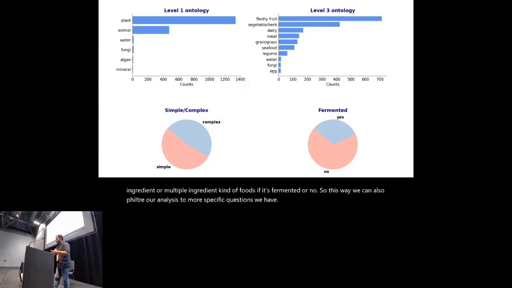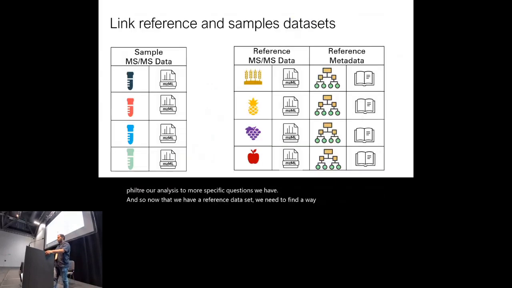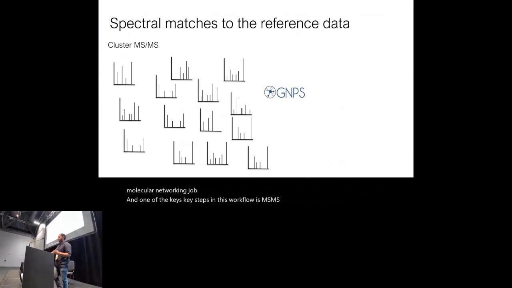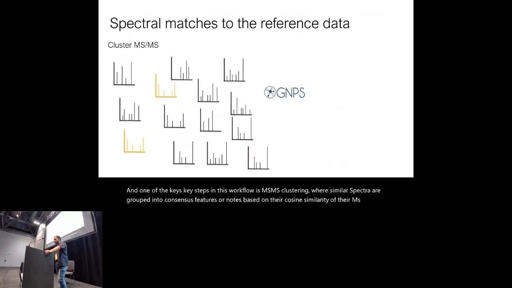Now that we have a reference dataset, we need to find a way to link our reference dataset and our sample dataset. To do this, we use the GNPS framework to run a classical molecular networking job. One of the key steps in this workflow is MS/MS clustering, where similar spectra are grouped into consensus features, or nodes, based on the cosine similarity of their MS2 fragmentation spectra.